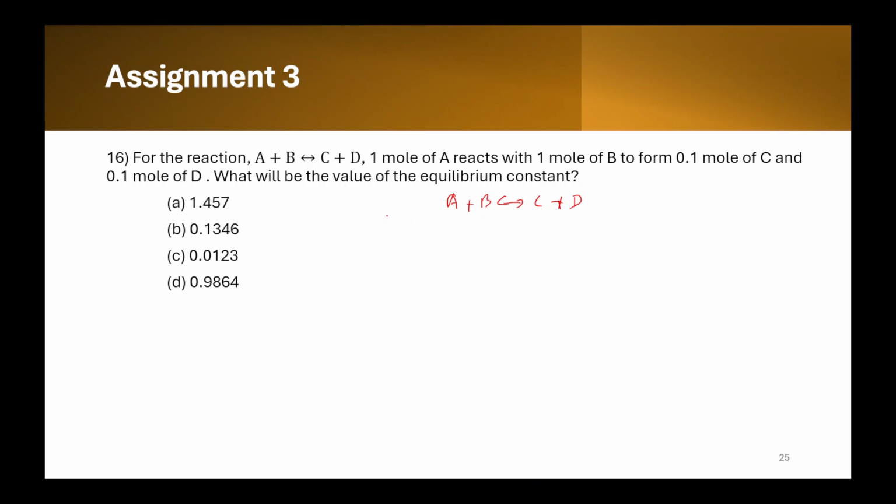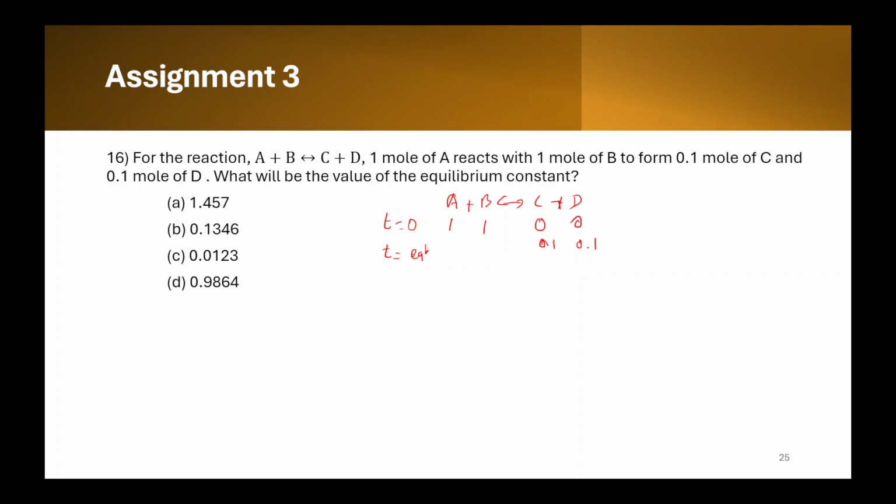Now at time t equal to 0, it is 1 mole of A and 1 mole of B, 0 moles of C and 0 moles of D. At time t equal to equilibrium, we can say that 0.1 mole of C is getting formed and 0.1 mole of D is getting formed.